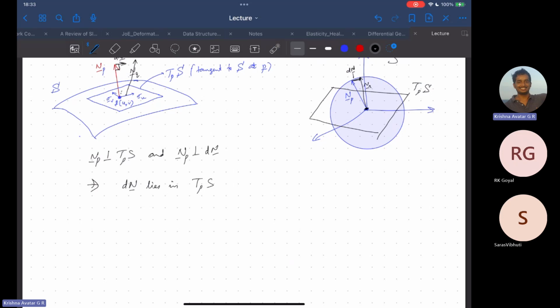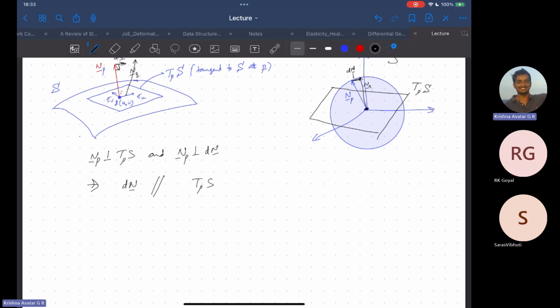I can say this, right? Yes. I can say that this lies in TpS, in the sense that you can always translate it, or in the sense that these are parallel. So the dn vector is parallel to TpS. So does this mean that the existence of Np guarantees the existence of Nq?